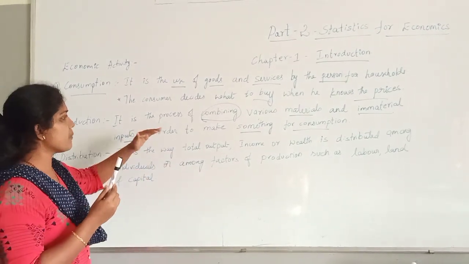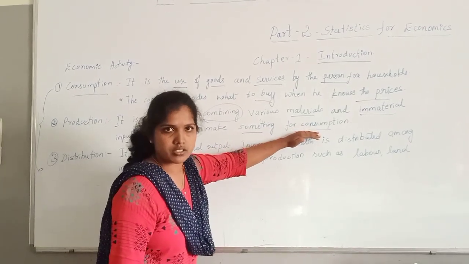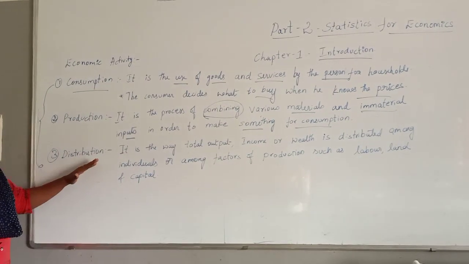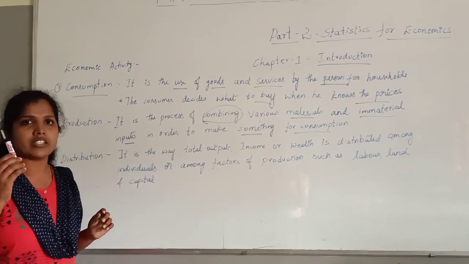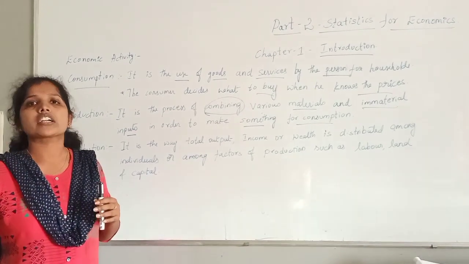And we will prepare the product for consumption. This is known as production. Next, distribution. Now the marker is ready. It has to be distributed to the consumer.